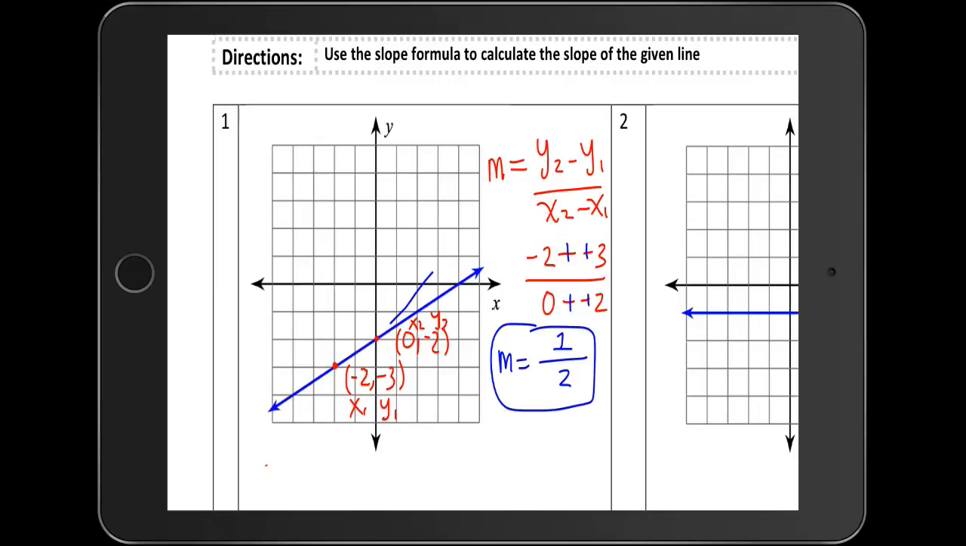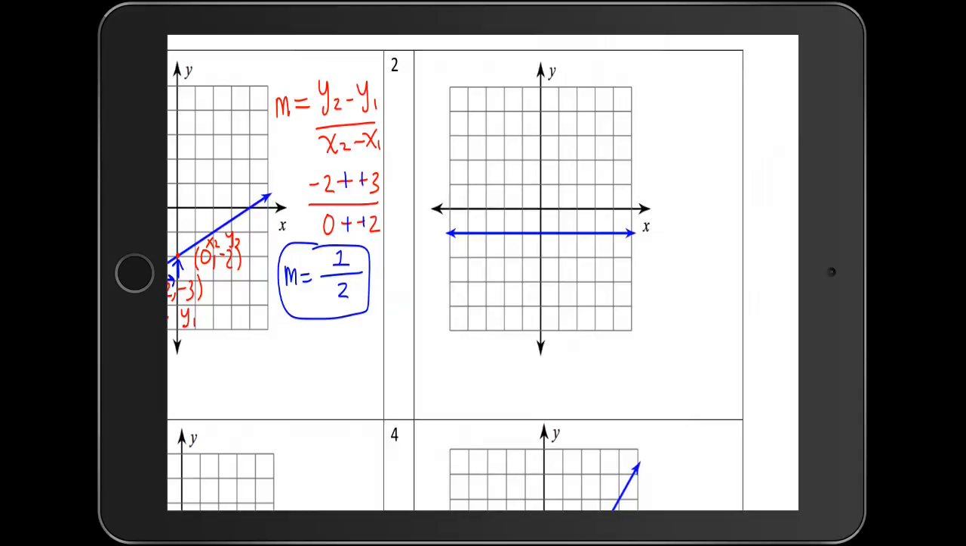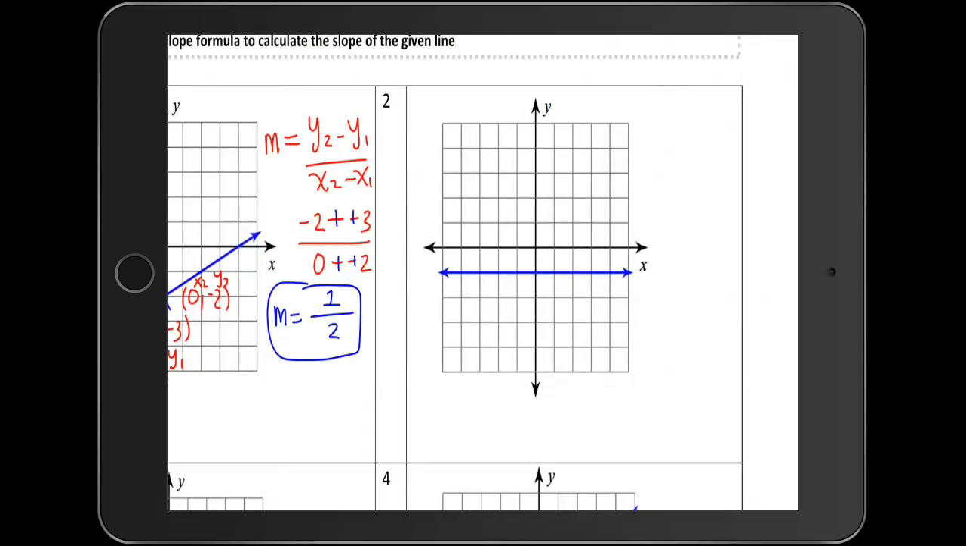If I wanted to look at this the other way, the way we're used to, which is just drawing, I can see, oh, I go over 2 and up 1, so that's 1/2. Okay, let's take a look at problem 2, and then I'll let you get to it on your own. So problem 2, I'm going to do the exact same process.